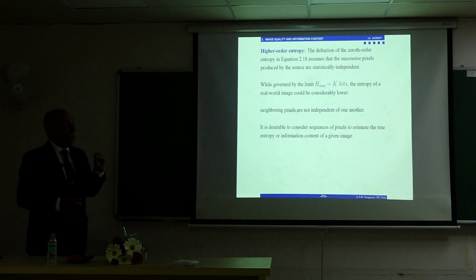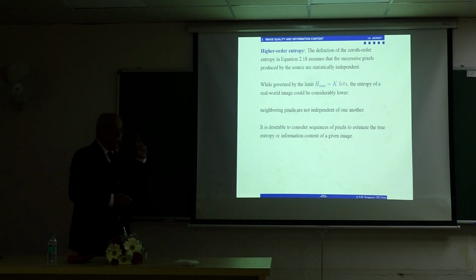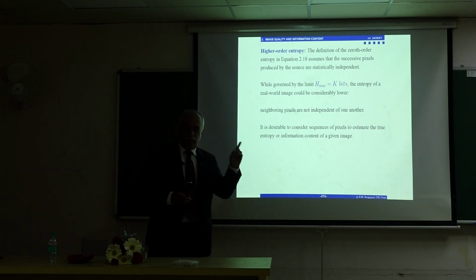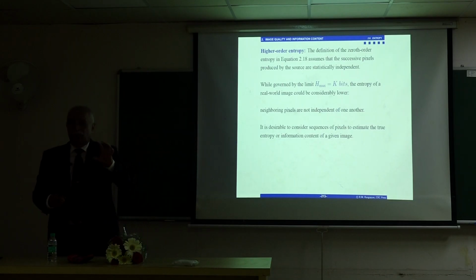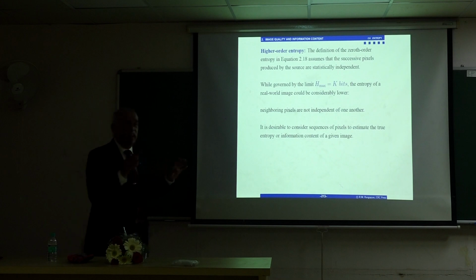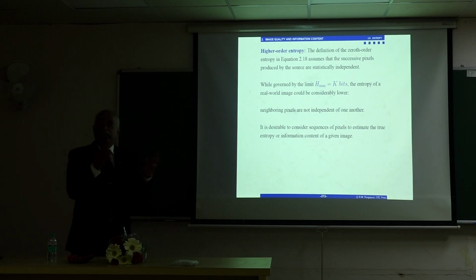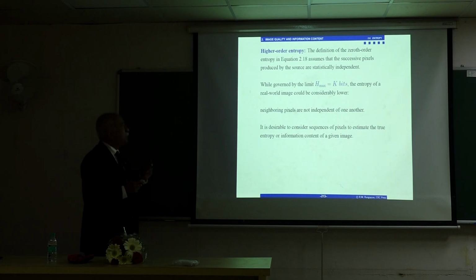Higher order entropy. I mentioned earlier that in the first entropy measure we saw, we are considering each pixel separately, the probability of occurrence of various gray levels. Not each pixel, but gray levels. But there was no correlation information taken into account.